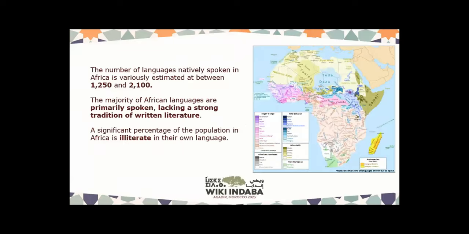As an introduction, we should know that there are lots of languages spoken in Africa, and they vary between 1,000 and 2,000. The majority of African languages are primarily spoken and lack a strong tradition of writing literature. A significant percentage of the population of Africa is illiterate in their own language.